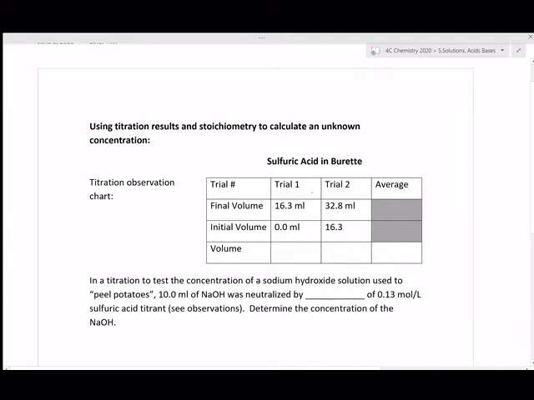So I have 2 trials for this particular example. And this is a titration that could have been done in a food processing plant. So strangely enough, in a plant, maybe like Campbell's Soup, for example, where they're putting lots and lots of potatoes into their soup, someone does not stand there and peel all those potatoes. The potatoes are actually peeled by sodium hydroxide. So a strong base just literally eats the skin right off the potatoes.